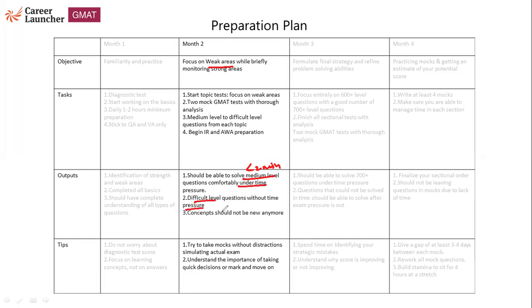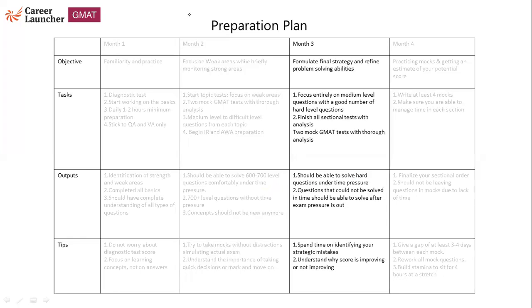Difficult questions without time doesn't mean 10 minutes, 15 minutes. Why? Because you cannot use that approach on the main exam. So try doing 3 to 4 minutes on average for the difficult type of questions at this point of time.